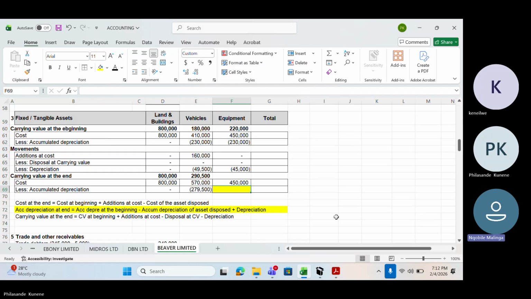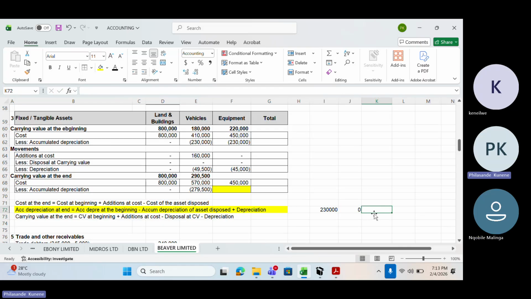No, it can't be. Let's do it. Accumulated depreciation at the end is equal to accumulated depreciation at the beginning. How much is accumulated depreciation at the beginning? 230,000. Okay, and then it says minus accumulated depreciation of the asset disposed. Did we dispose of any equipment? Nothing was disposed, so it's going to be 0.